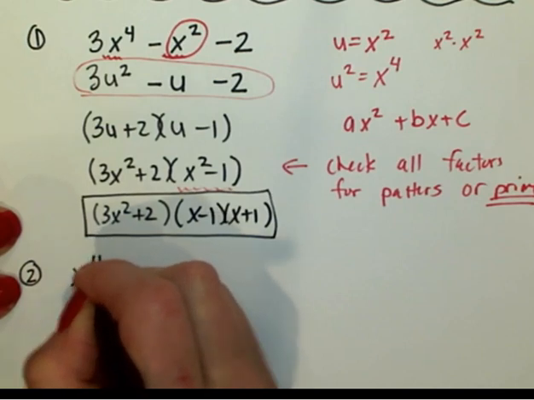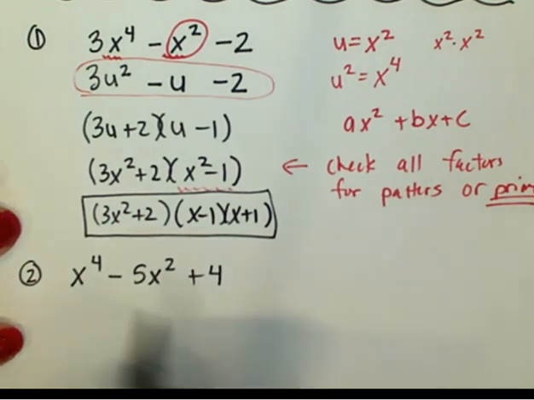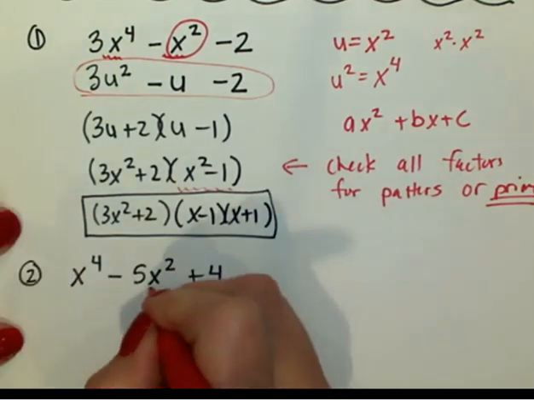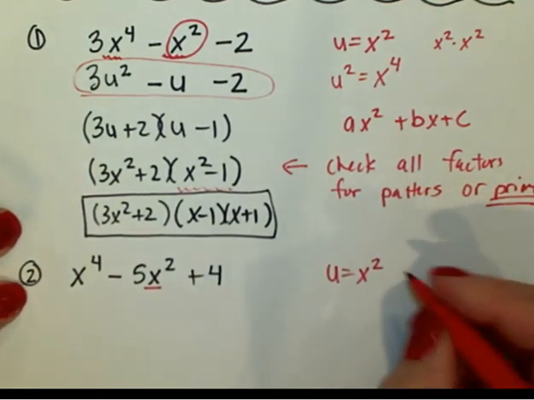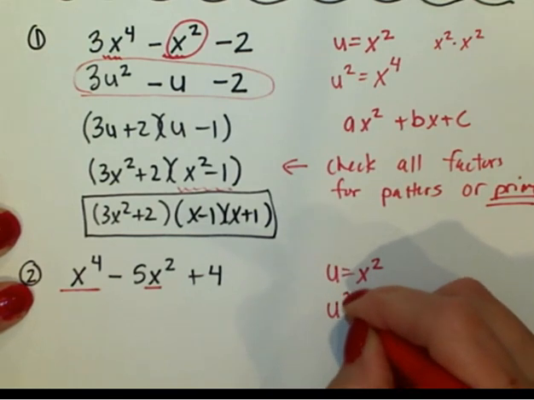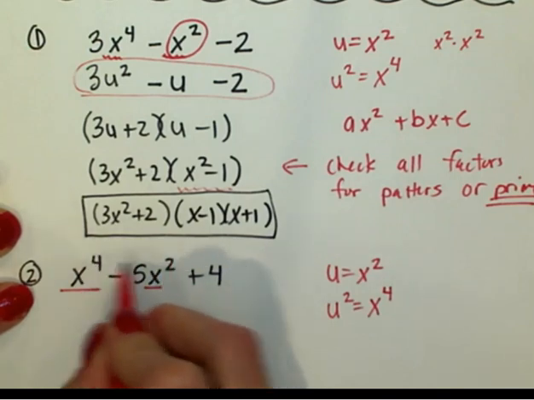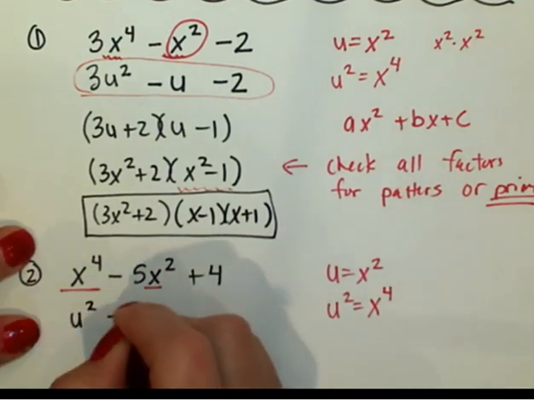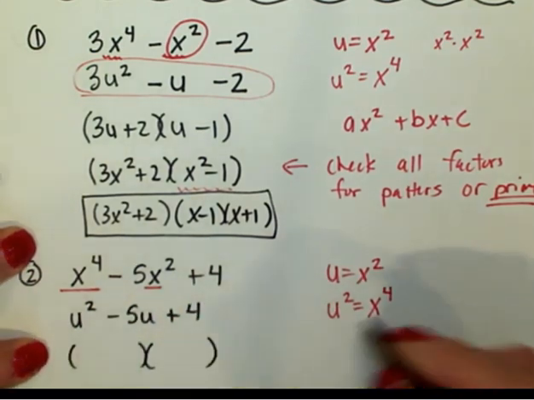x to the 4th minus 5x squared plus 4. Notice the relationship between the middle term and the first term. The middle term is where you're going to start and make that a power of 1. In order for the quadratic form to work, this first term has to have the correct power. Notice that this power is double the one in the center. Okay, so I have my substitution ready. Go ahead and factor in the normal way.